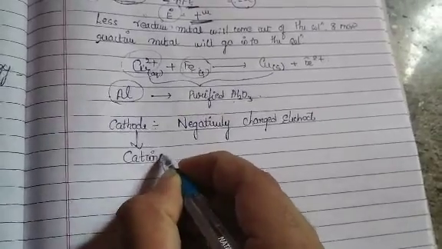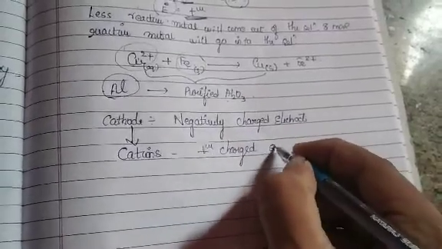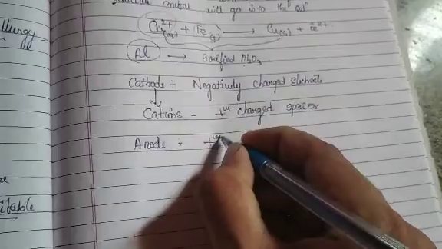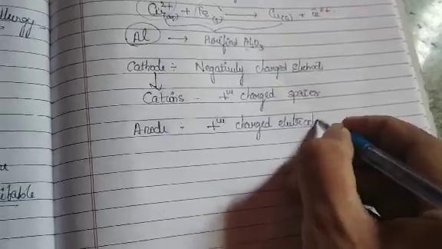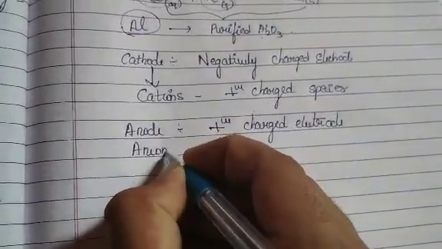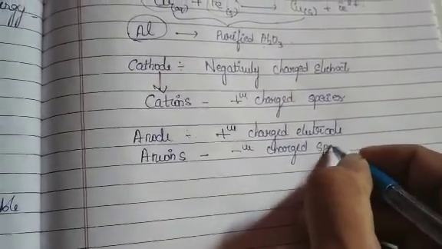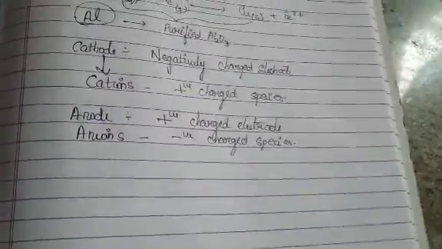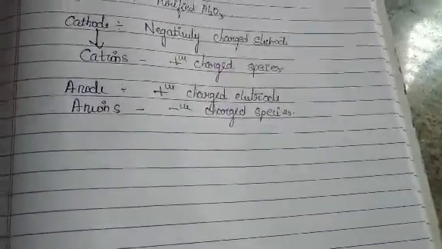Your cations, which are positively charged species. Similarly, the anode, what we know, is a positively charged electrode, and the anions are negatively charged species. Very good. And the most important thing we have to remember is what happens with respect to the electrons, that is, where the electrons are gained and where the electrons are lost.